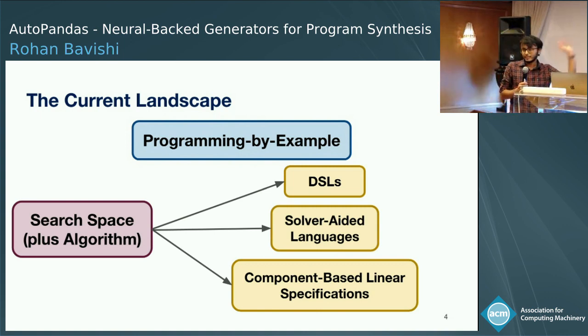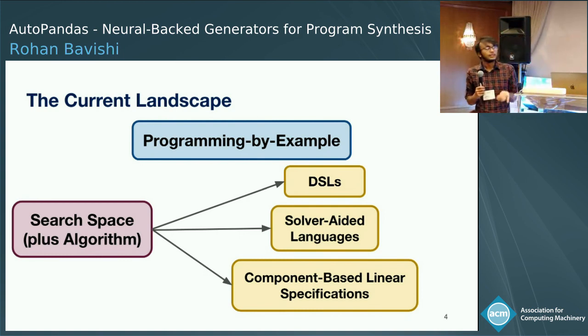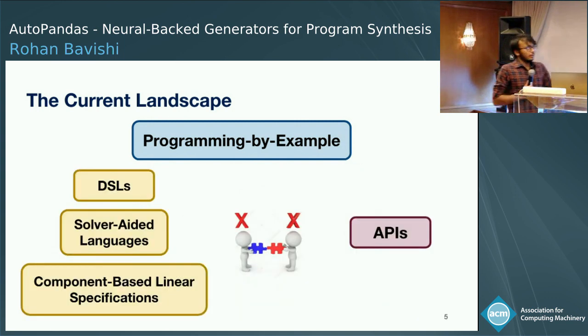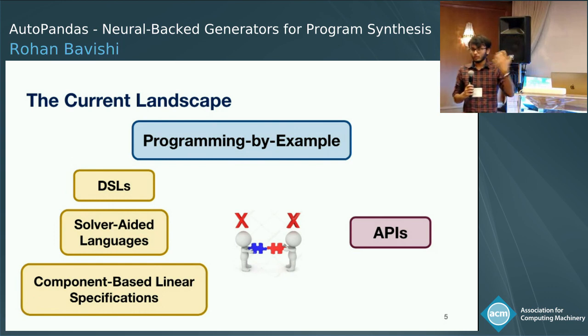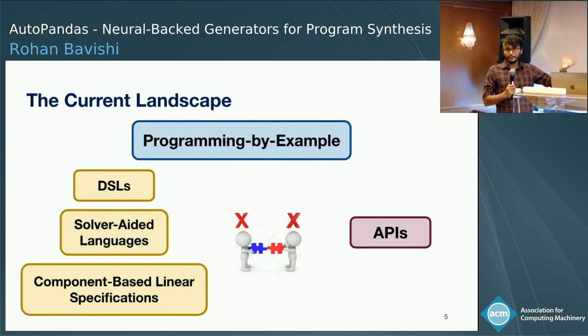And here are some of the recent trends in this area. You either design DSLs or focus on a subset of the overall language you're targeting. Maybe you encode the system in solver-aided languages like Rosette, or when you focus on a subset of the language, you come up with some linear specifications for each component that you can use for the search algorithm in the final case.